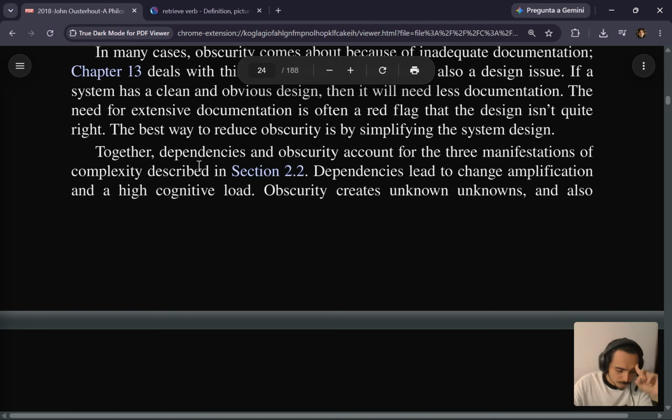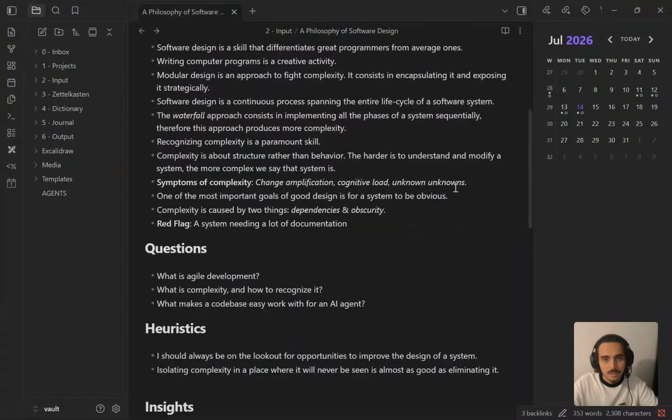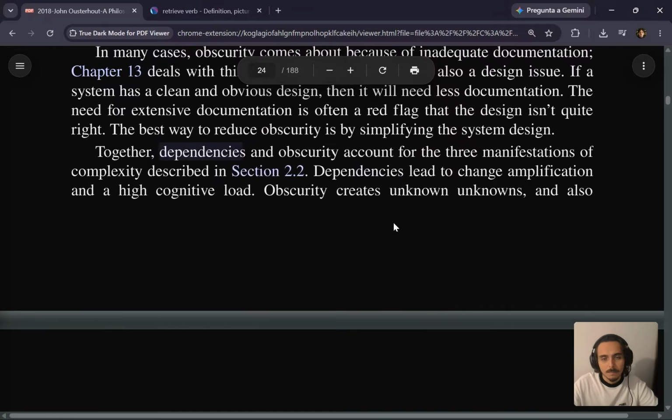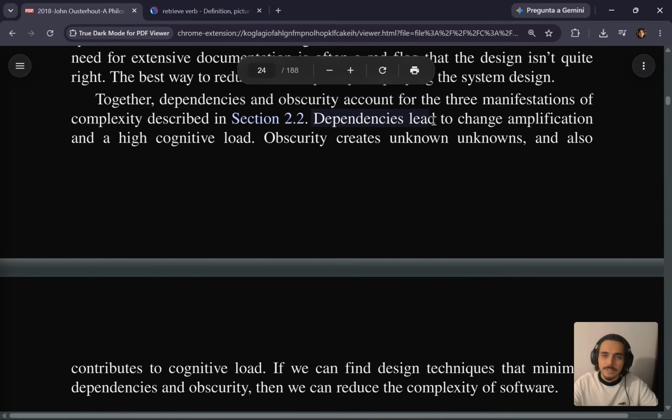So, let's try to apply this to remember it. This is a good way to exercise learning, understanding, and recall in general. So, the three manifestations of complexity described in section 2.2. What were those? Try to think of those by yourself, but if I'm not wrong, they were cognitive load, change amplification, and unknown unknowns. I think those were, yes, symptoms. So we are good. We are remembering for now. Dependencies lead to change amplification and a high cognitive load.